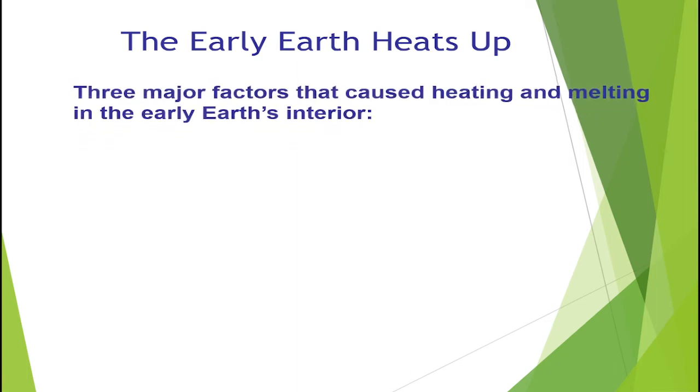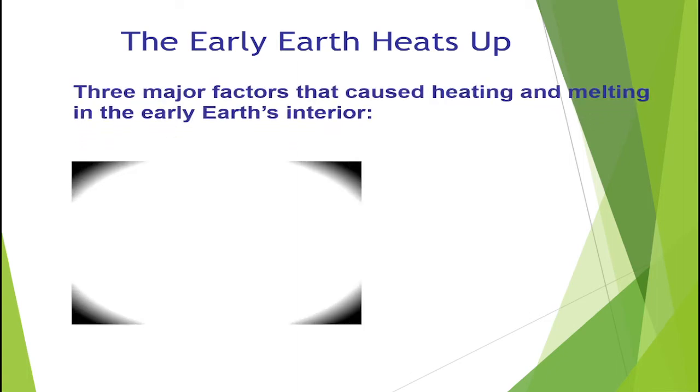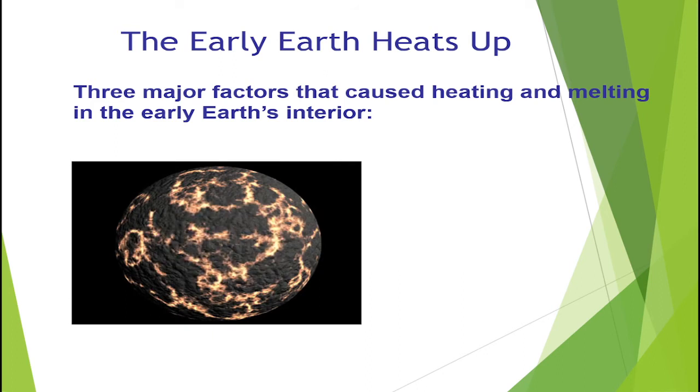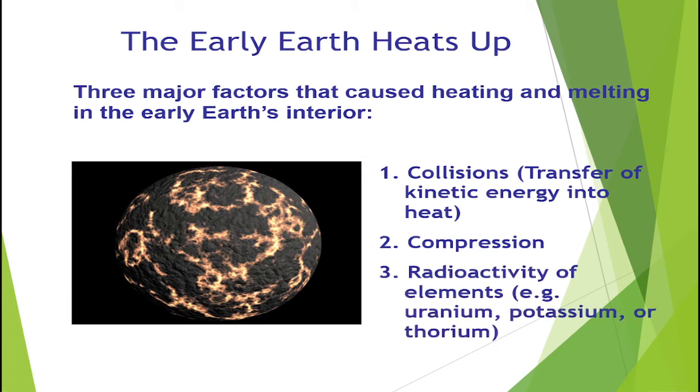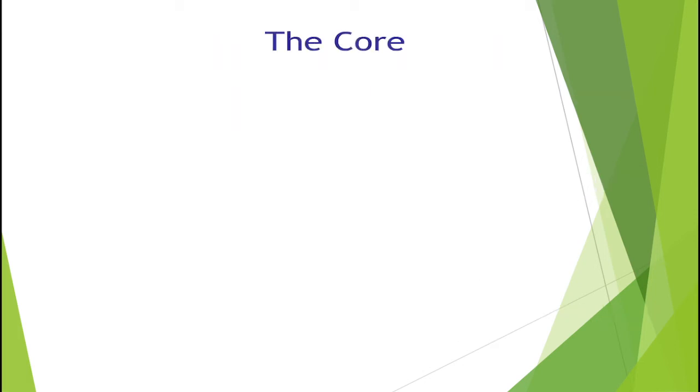This is explained by three factors. The first factor is the frequent collisions that transfer kinetic energy. This kinetic energy is converted into heat. The next factor is mechanical compression. The inward pull of gravity causes heavy elements to sink into the depths of the core. And the last factor is the radioactivity of elements such as uranium, potassium, and thorium. In this way, the core of the young Earth is formed.